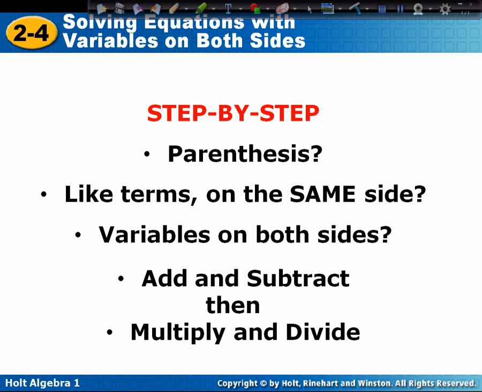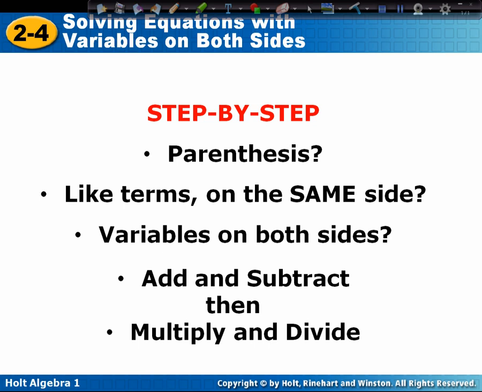The first step is parentheses. You're going to ask yourself, is there any parentheses in the equation? If there is parentheses, then you're going to distribute the number in front of those parentheses. The next step is to look for like terms on the same side. So you're going to look at the left-hand side of the equation or the left-hand side of the equal sign and see if there's any like terms there. And if there are, you're going to combine them together.